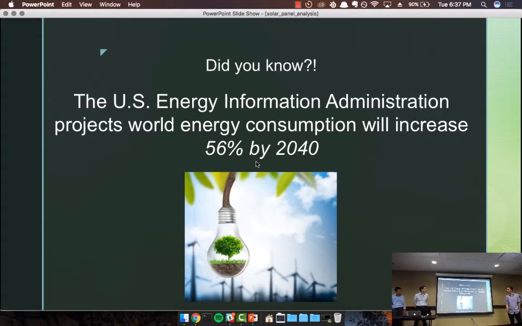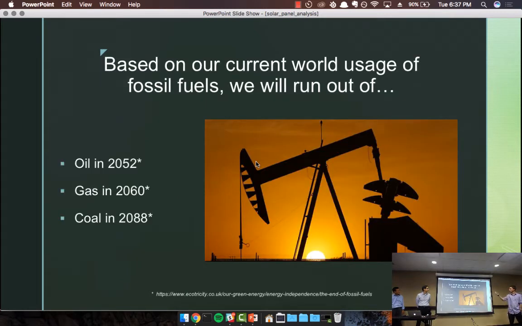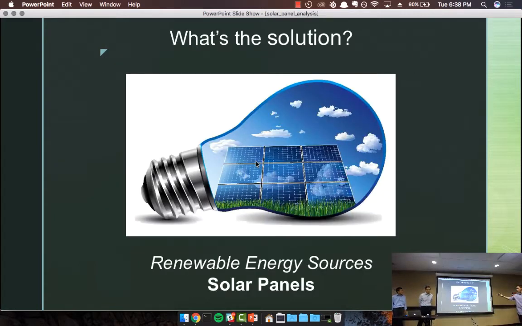Did you guys know that the US Energy Information Administration is projecting that world energy consumption will increase 56% by 2040? That's a huge number. Based on our current world usage of fossil fuels, we're going to run out of oil in 2052, gas in 2060, and coal in 2088. So what's our solution? Using renewable energy sources, solar panels.